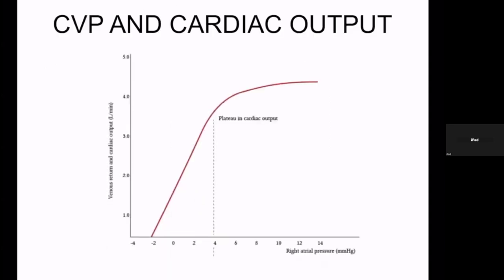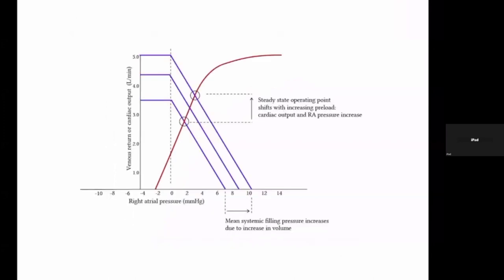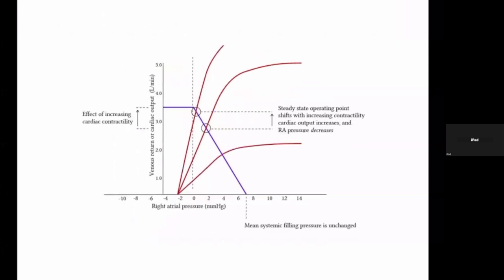Coming to the second corollary, central venous pressure and cardiac output. According to the Frank-Starling law, venous return, or cardiac output indirectly, increases proportionately with right atrial pressure or preload to the right atrium, but up to a physiological limit, that is, the limit of cardiac accommodation, after which cardiac output becomes a plateau. Here we can see different operational characteristics of different venous return curves overlapping a cardiac output or Frank-Starling curve. Here the steady state operating point slides upward with increasing preload, on the steep portion of the Frank-Starling curve. Then this is the operational characteristic of a different cardiac output Frank-Starling curve. Here the steady state operating point slides with increasing contractility or increasing cardiac output.